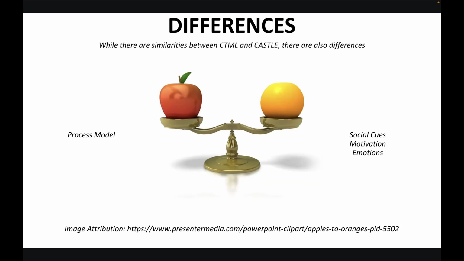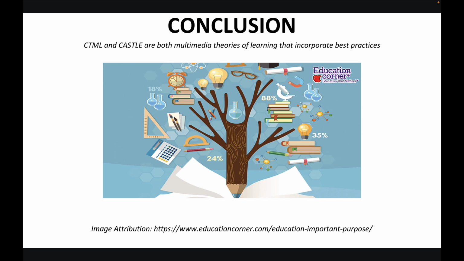While there are many similarities between CTML and CASTLE, there are also differences. CTML is the cognitive process model, while CASTLE includes social cues, and motivation factors and emotions play a part in it as well. In conclusion, CTML and CASTLE are both multimedia theories of learning that help us to incorporate best practices for instructional design.